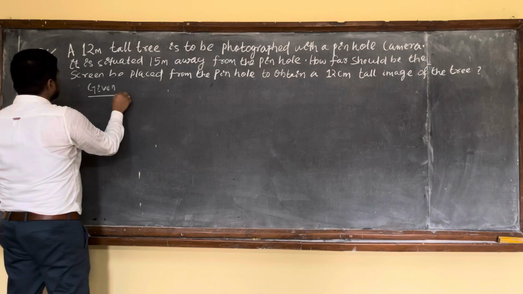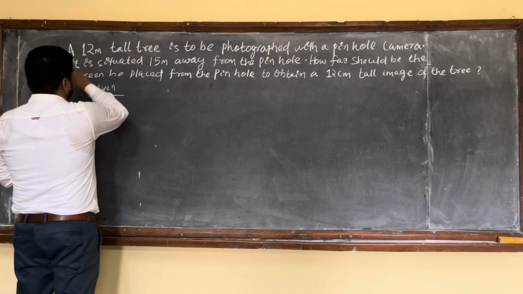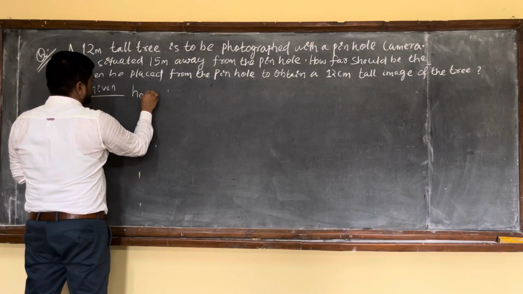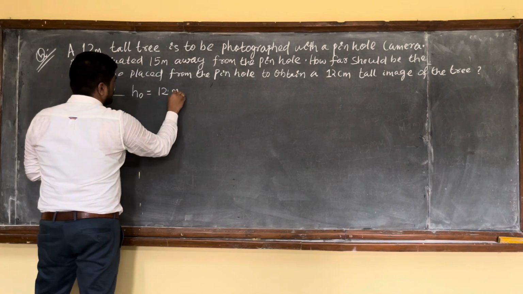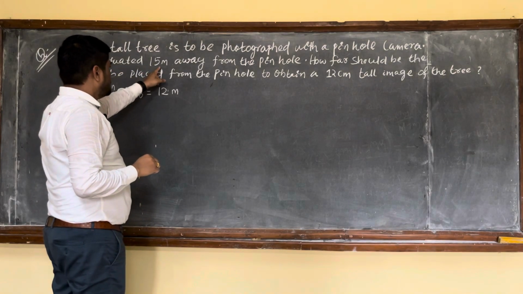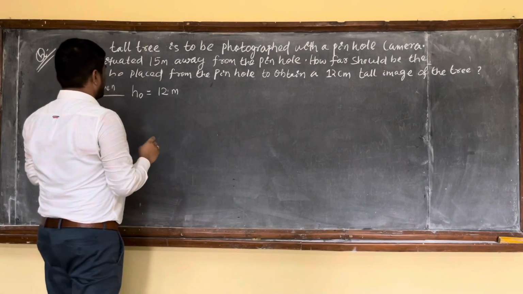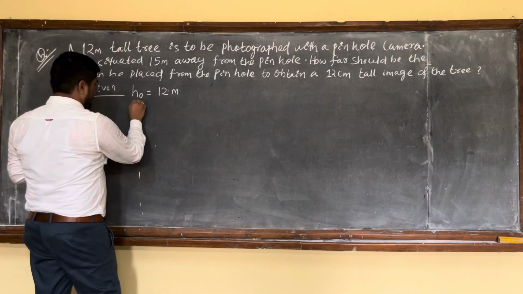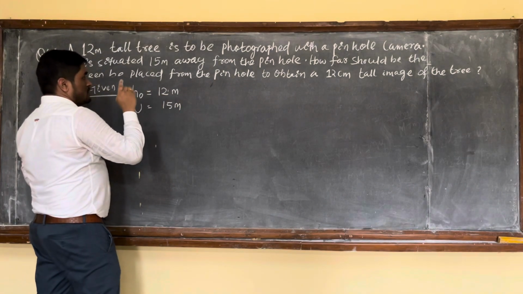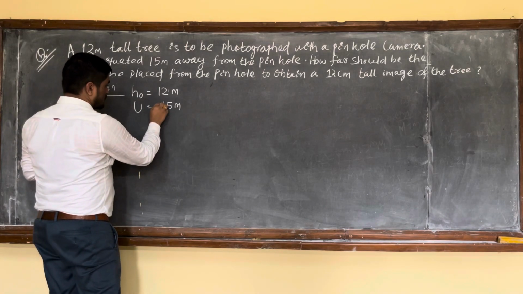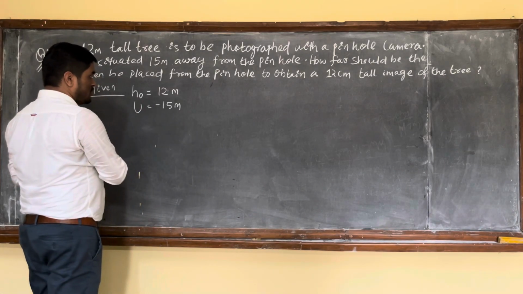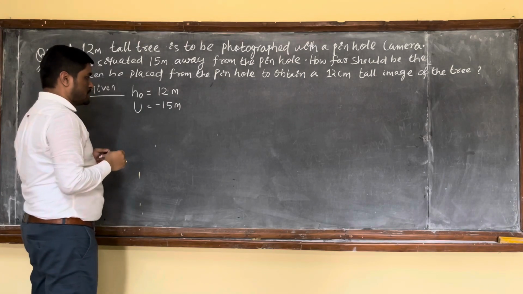Given: the height of the tree is given, 12 meter. So that is the object. So height of object is given 12 meter, and it is situated 15 meter away from the pinhole. So that is the object distance. So object distance U is given 15 meter. By using the sign convention, it will be minus 15 meter because it is situated left to the pinhole camera. So this will be minus 15 meter.